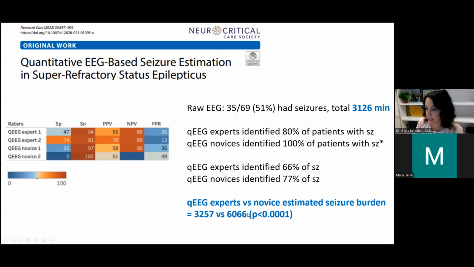The novices estimated about 6,000 minutes of seizures, which is double what there was. And so that was less helpful, but the qEEG experts had about 3,000 minutes of seizure burden identified, which is really close to what it actually was. And that seizure burden is really what's the most important for these patients for the reasons I went over. And so the fact that quantitative EEG can reasonably approximate seizure burden could really be a game changer in review of these EEGs that take a lot of time.